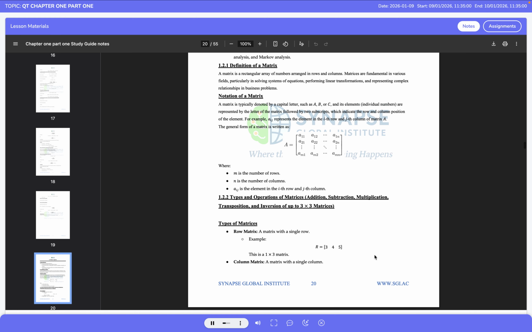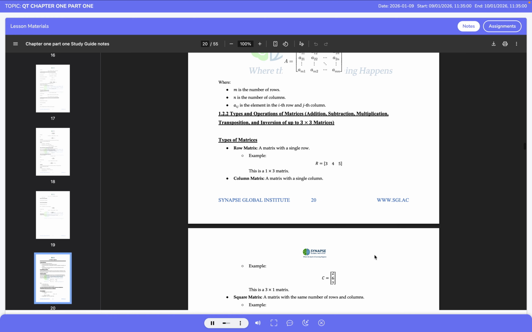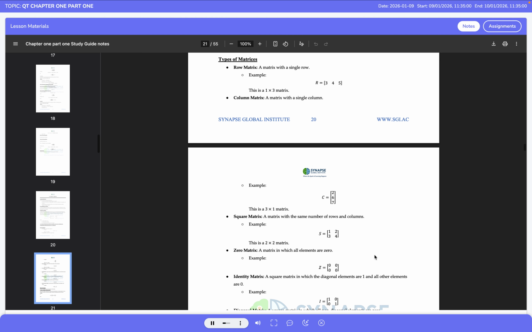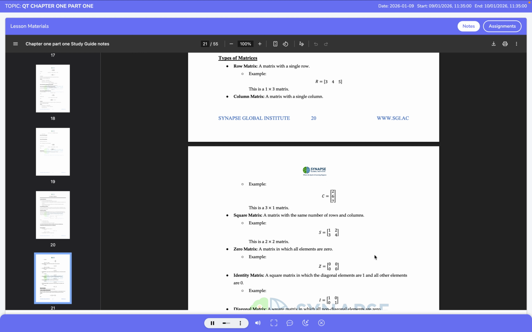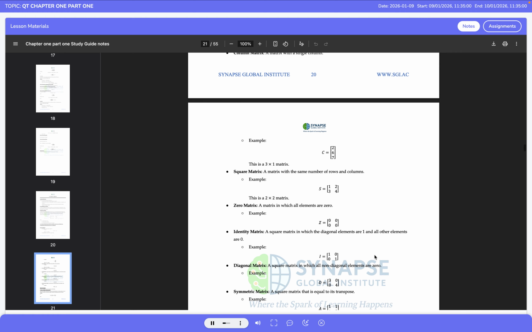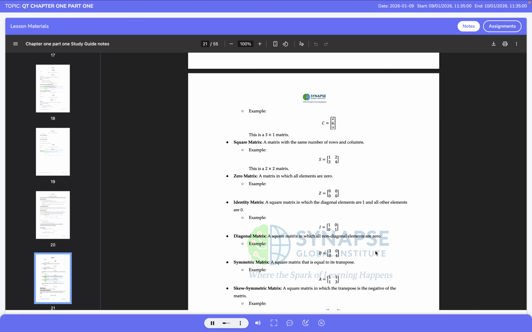There are several important types of matrices that you need to recognize. A row matrix is a matrix that has only one row, such as a 1 by 3 matrix containing the elements 3, 4, and 5. A column matrix has only one column, such as a 3 by 1 matrix containing the elements 3, 2, and 6. A square matrix has the same number of rows and columns, for example a 2 by 2 matrix with elements 1, 2, 3, and 4.